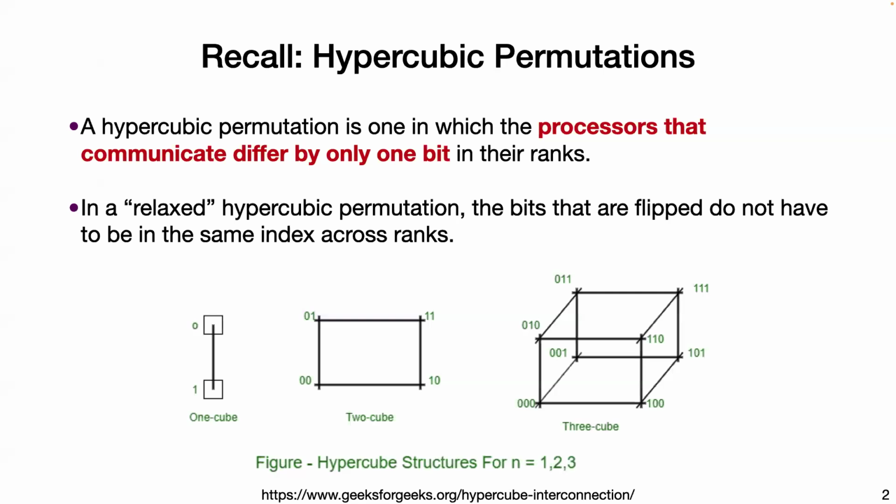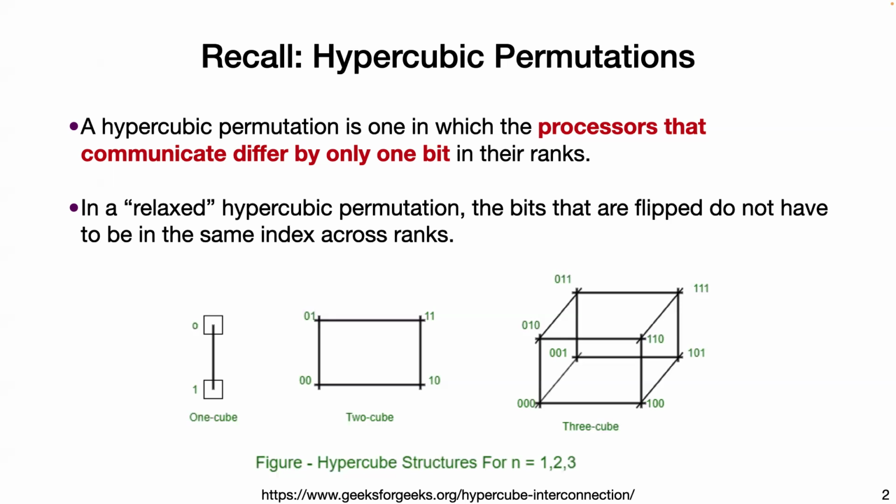Yeah, so embeddings are basically trying to map different topologies onto each other. Because if you remember, we were talking about hypercubic permutations before, and hypercubic permutations are exchanges between processors where the processors that are communicating differ by only 1 bit. It could be any of the bits, but in a strict hypercubic permutation, it has to be the same bit that is flipped between all of them. So you could flip the lowest bit, for example, and then that would be the two close by pairs communicating with each other. Or if you flip the top bit, that would be the two farthest away pairs communicating with each other, if you had ordered the processors left to right.